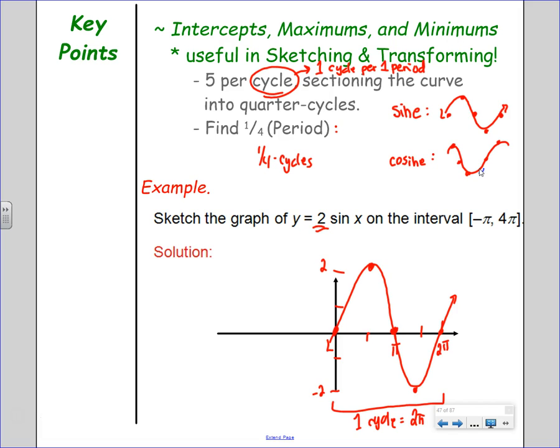Not a shift, it's not plus, it's times. It's not a shrink because it's on the outside times 2, stretch. Vertical stretch by a factor of 2. So what do you guys notice about the sine curve? What happens to the height of the sine curve?